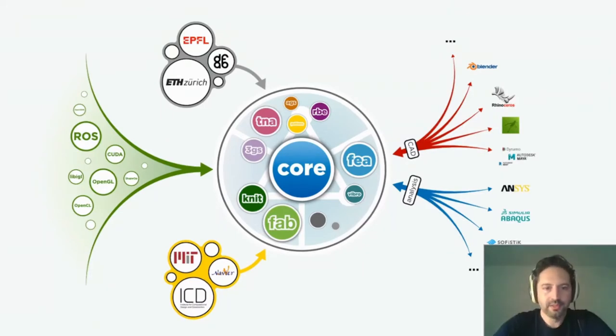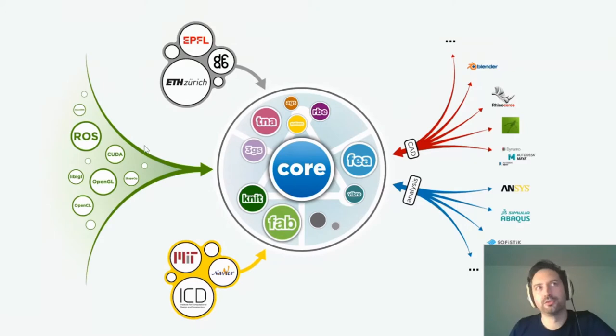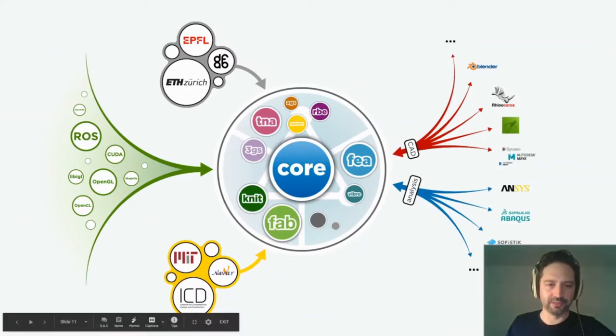So COMPAS can be seen as an ecosystem of packages. There is a core library, and there's a growing collection of additional packages that extend the core functionality into domain-specific knowledge, you could say. So next to core, there are things like COMPAS Fab, which is robotic fabrication that connects to tools like ROS, the Robotic Operating System. And then there is RBE for rigid body equilibrium, FEA, and a bunch of other packages that do domain-specific features.